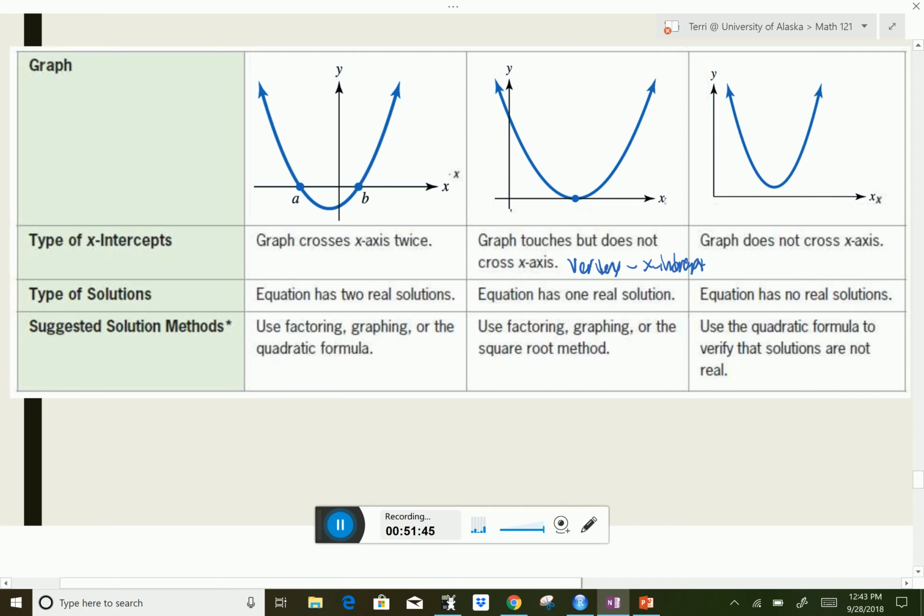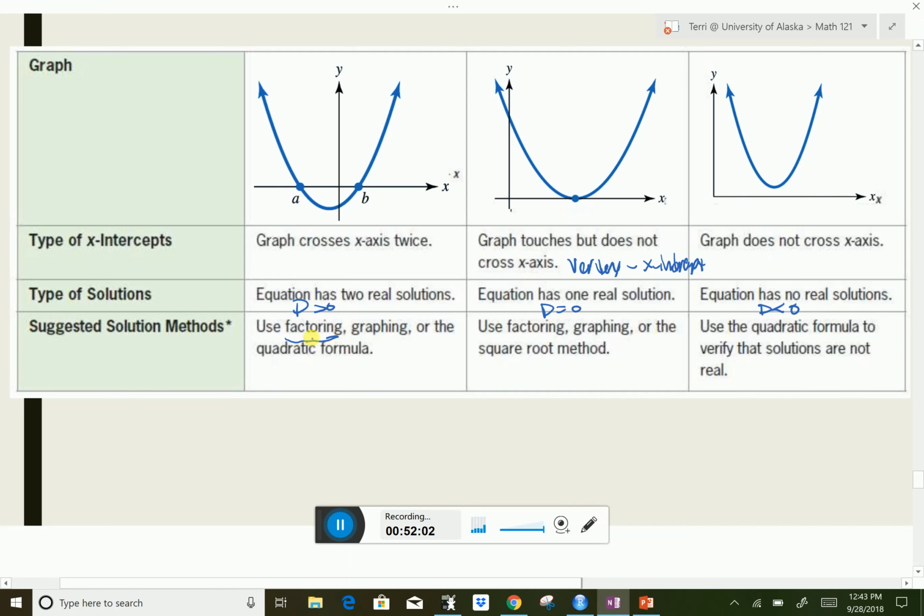And here the graph just never crosses the x-axis. It is always above it or below it. And again, here our discriminant is positive. Here our discriminant equals 0, and here our discriminant is negative.